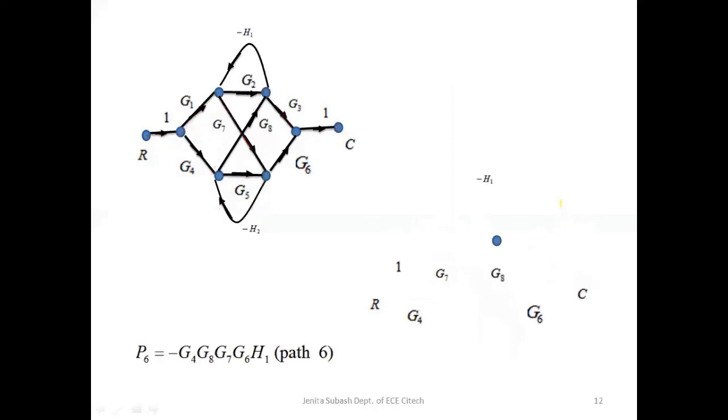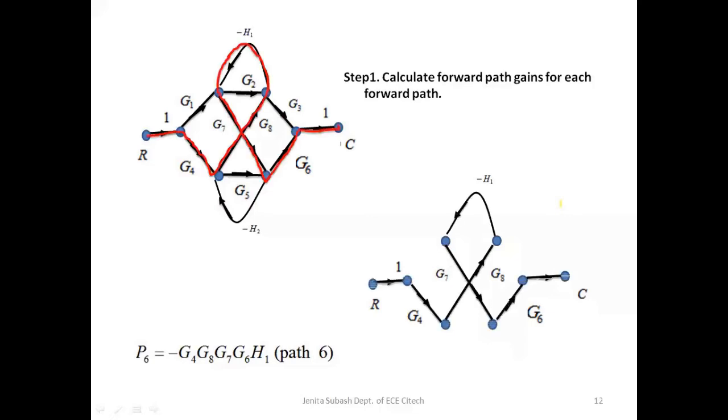Then we are able to identify the sixth forward path, and the pattern is shown here, highlighted in red color in the signal flow graph. The sixth forward path is given by minus G4, G8, G7, G6, H1. So we are done with step 1. We have identified all the possible forward paths, and with respect to this example we have 6 possible forward paths and we have found the forward path gains also.